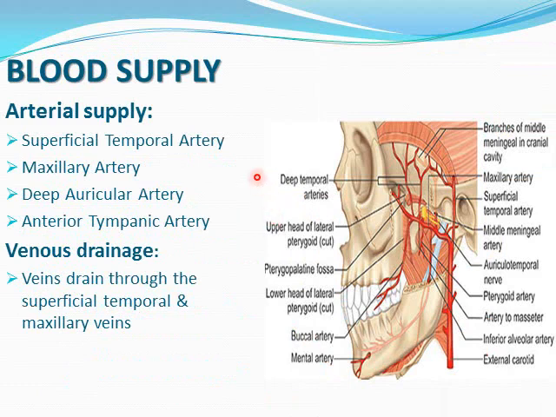Blood supply of the temporomandibular joint. Branches from the superficial temporal artery and maxillary artery supply the temporomandibular joint, and mainly the deep auricular and anterior tympanic branches of the maxillary artery supply the joint. While the venous drainage, veins drain through the superficial temporal and maxillary veins.